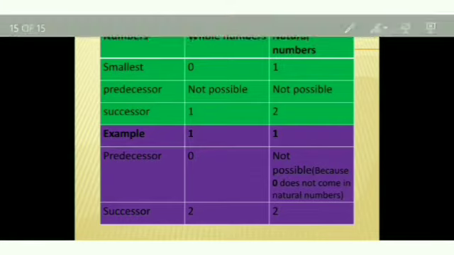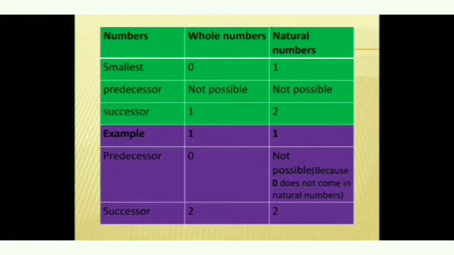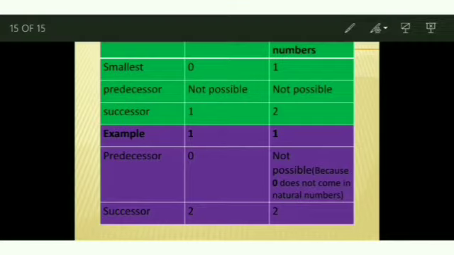Here, if we take some examples, we can easily see that the smallest whole number is the number 0 and the smallest natural number is the number 1. Here what we will do is, we will try to find the successor and the predecessor of both these numbers. For this, I request the students to grab a book and a pen and record the observations by just hearing the audio.